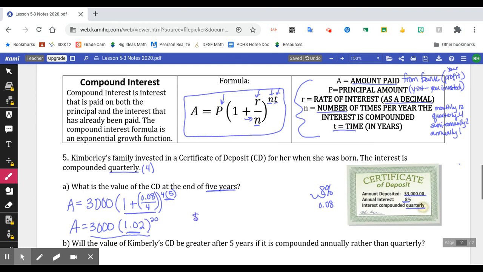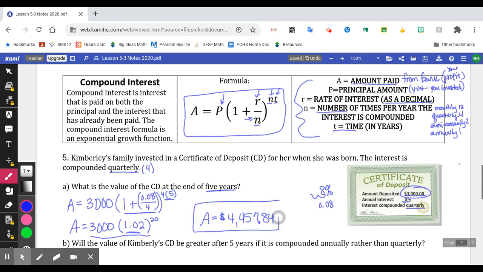And this is going to give us that A equals $4,457.84. So if you look, he invested $3,000 and 5 years later, he's made a profit of over $1,400 without putting any more money in the bank. That's just the bank paying the investment. So it makes it a lot easier.